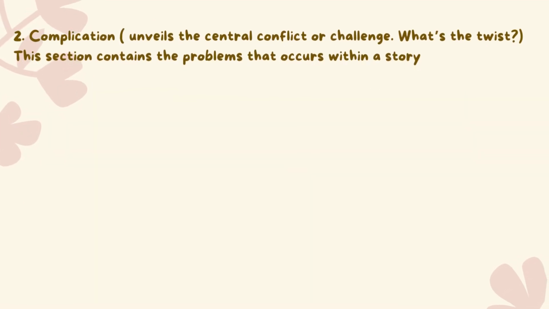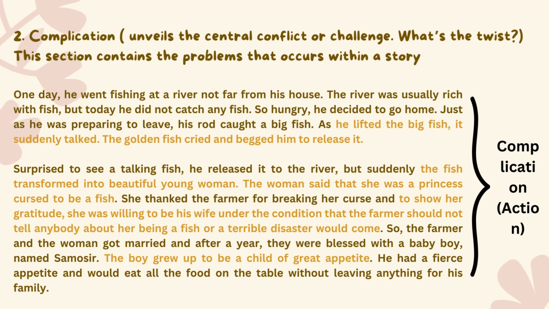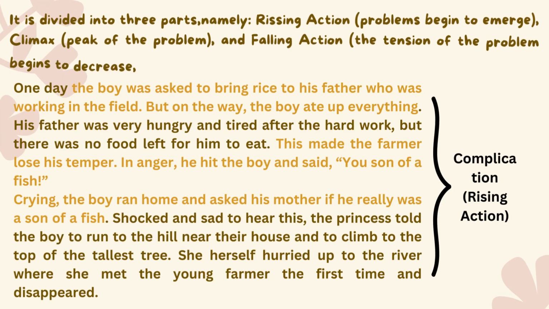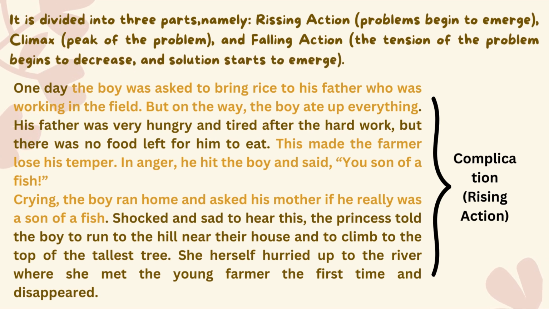The second one is complication. This section contains the problems that occur within a story. It is divided into three parts: rising action, in which the problem begins to emerge; climax, the peak of the problem; and the last one is falling action, where the tension of the problem begins to decrease and solutions start to emerge.